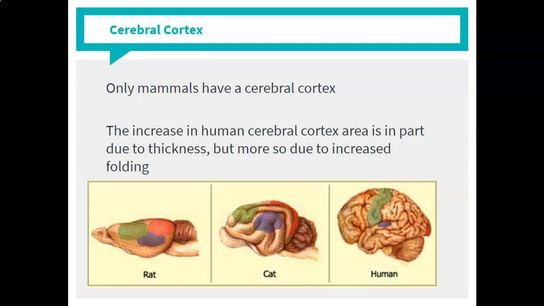The folding and the surface area, that's why humans are more intelligent than cats, and cats are more intelligent than rats, because you can see the folding in the three different brains and the differences between them.